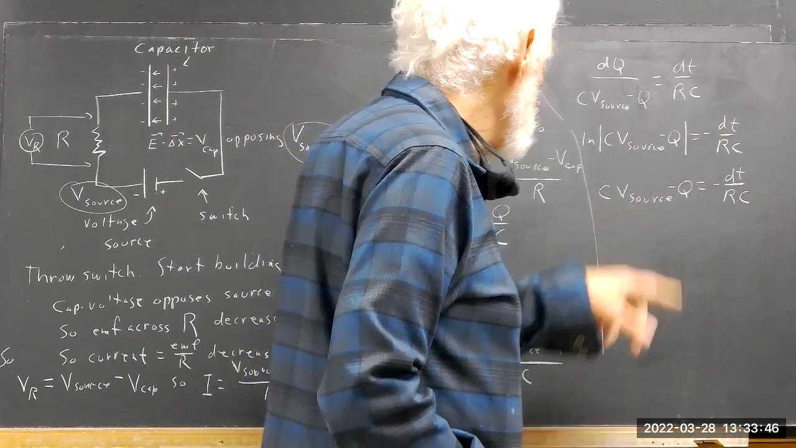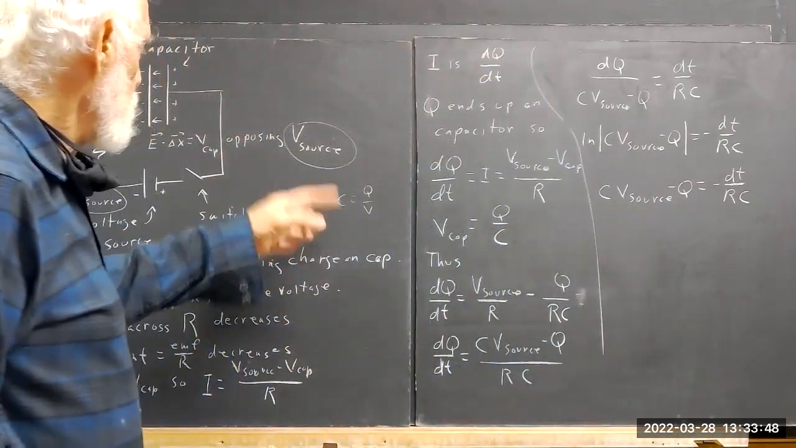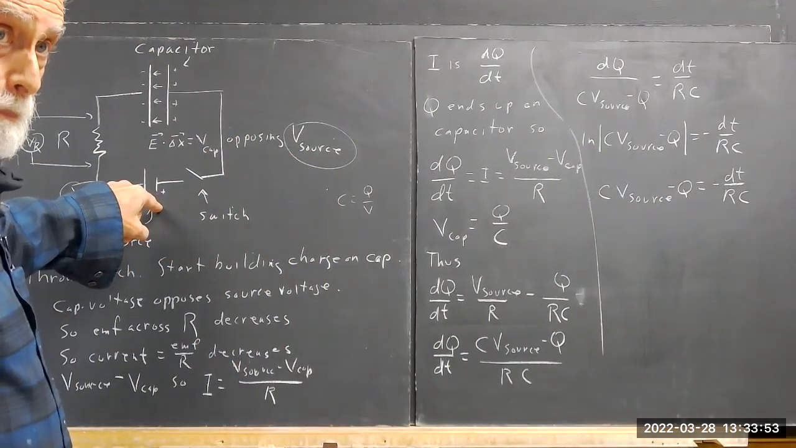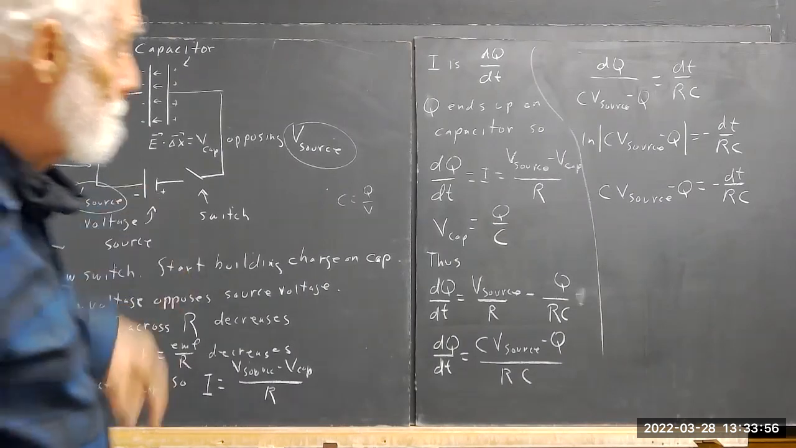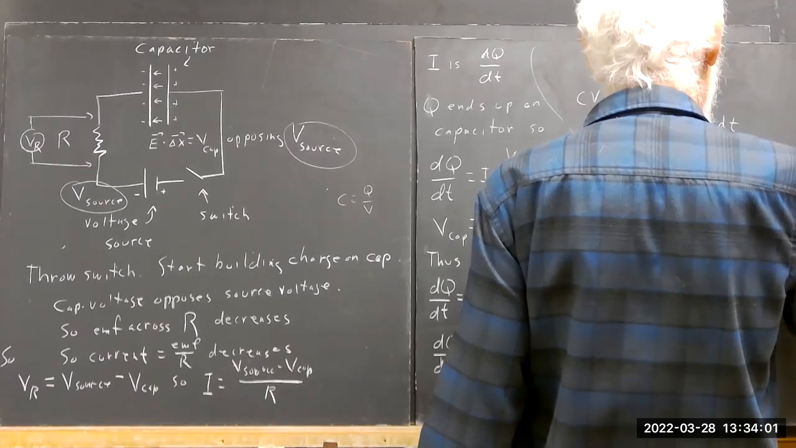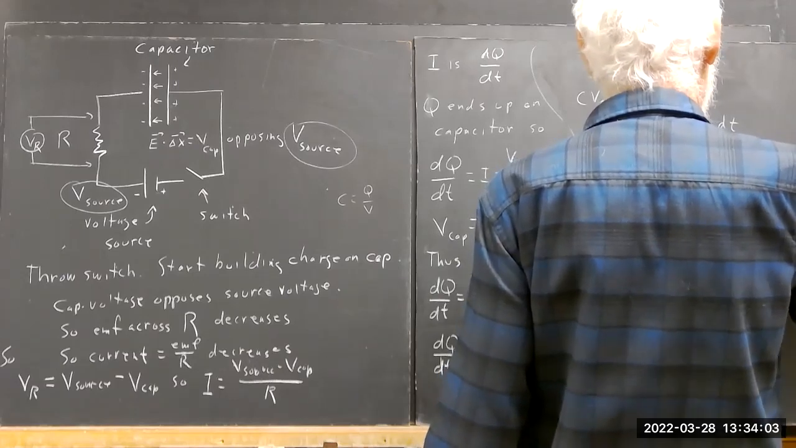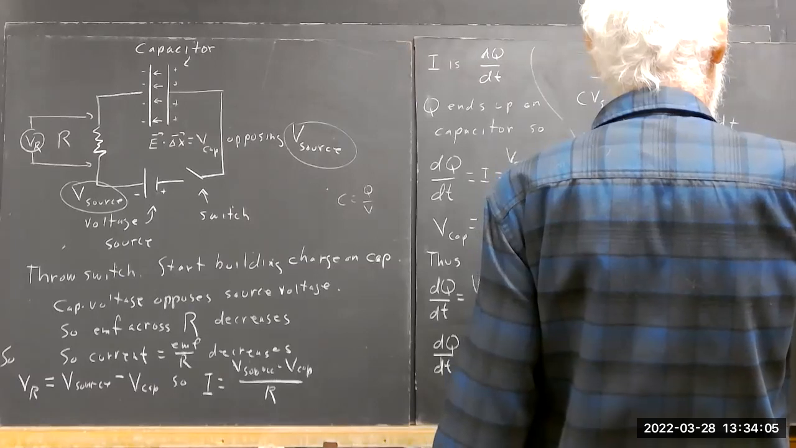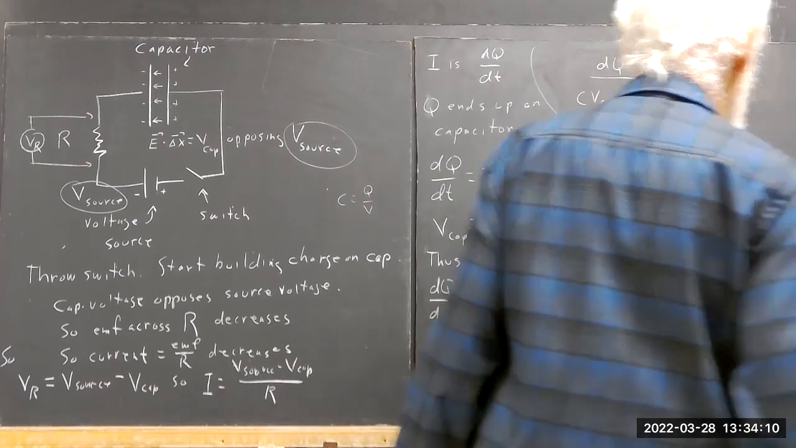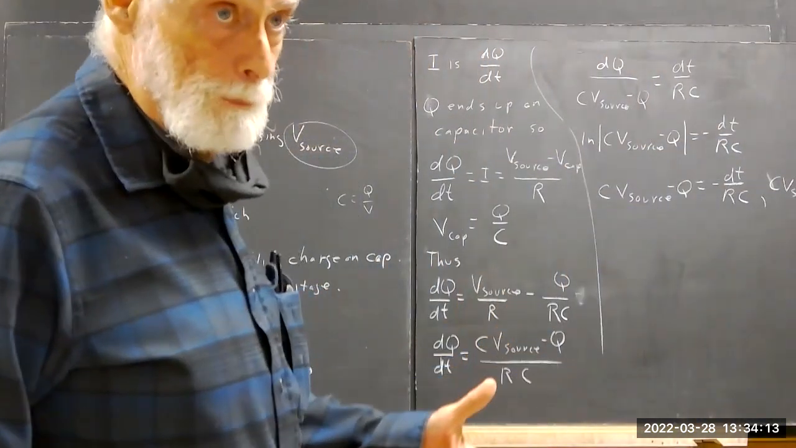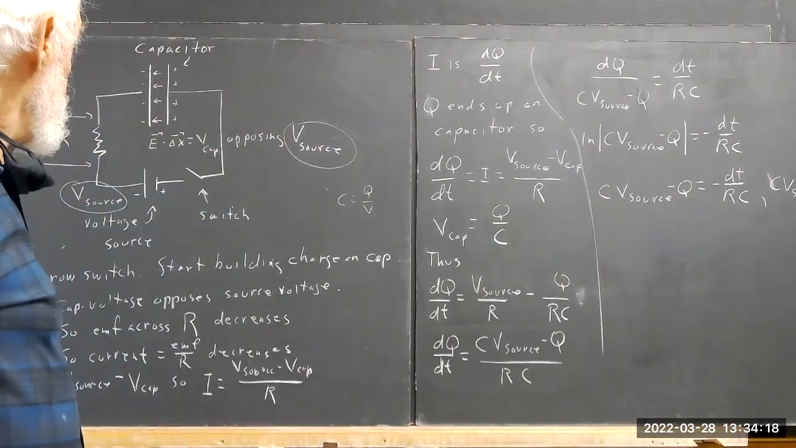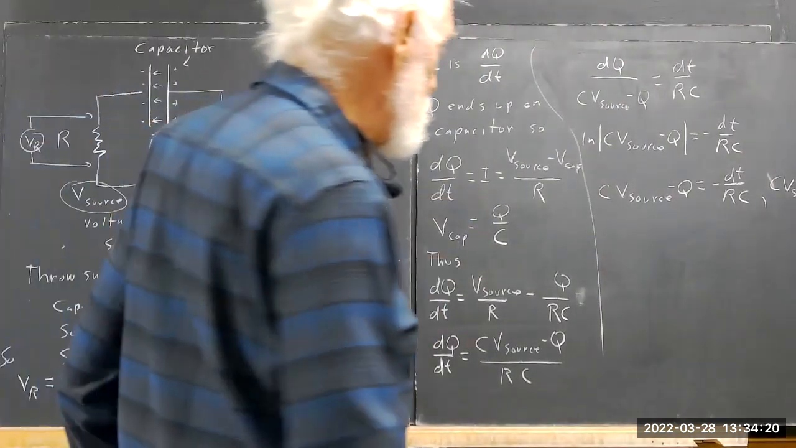Now, C times V source is the charge you would have on your capacitor if its voltage was equal to the source voltage. So assuming C V source is greater than Q. And in this case, we're talking about charging up the capacitor. So we have this.